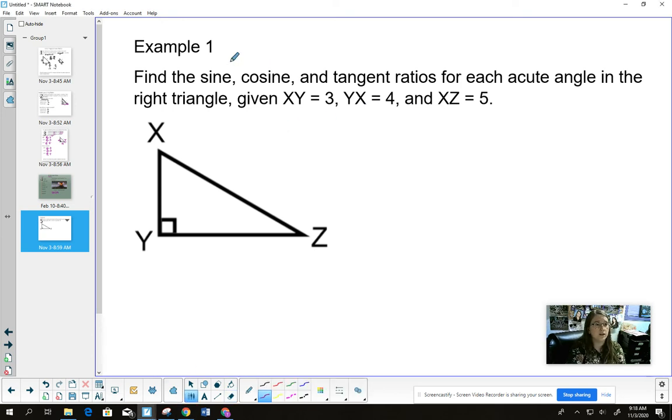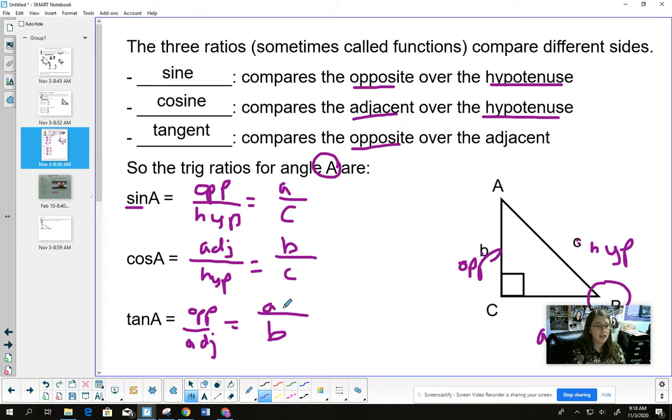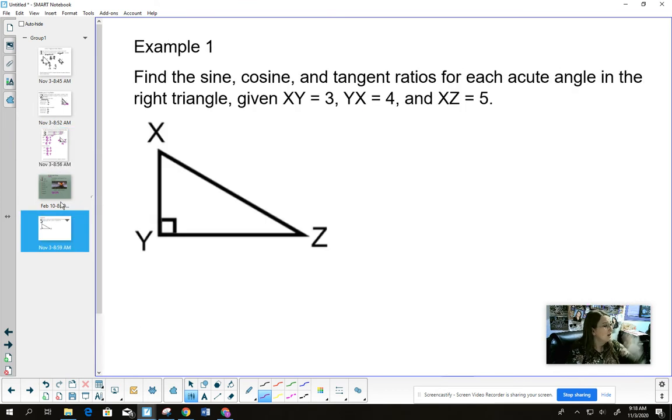So what we're going to do here is we are going to do the sine, cosine, and tangent ratios just like we did here for each acute angle in the right triangle. So the acute angles are once again going to be x and z. Y is the right angle, so we're not going to do the trig ratios for that one.